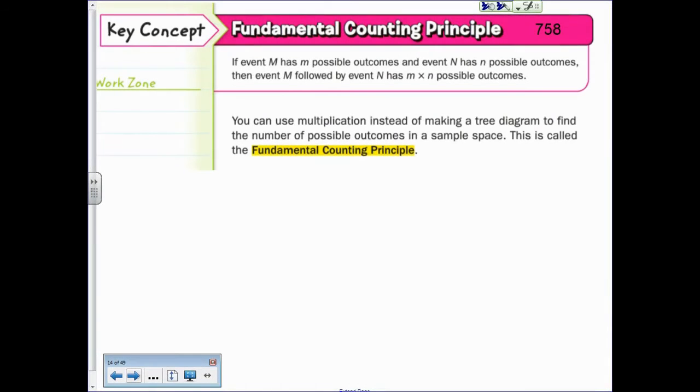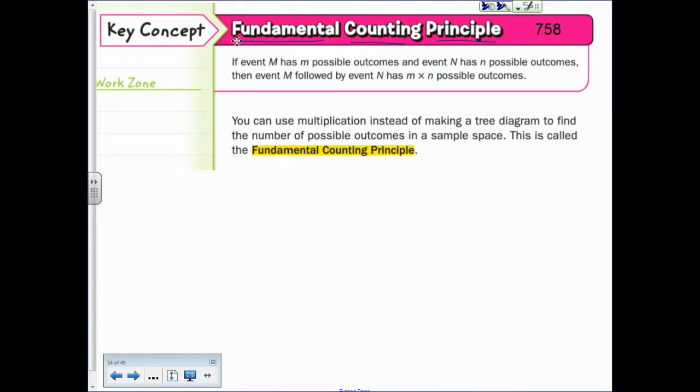Okay, we have just learned about how we can use tree diagrams and tables to list out a sample space in a compound probability or compound event situation. And we learned that we can actually multiply the number of choices we have for our first choice times the number of choices we have for our second choice, and it will give us our total number of outcomes in our sample space. Well, this actually has a name. It's called the fundamental counting principle, and it's what we're going to learn about today.